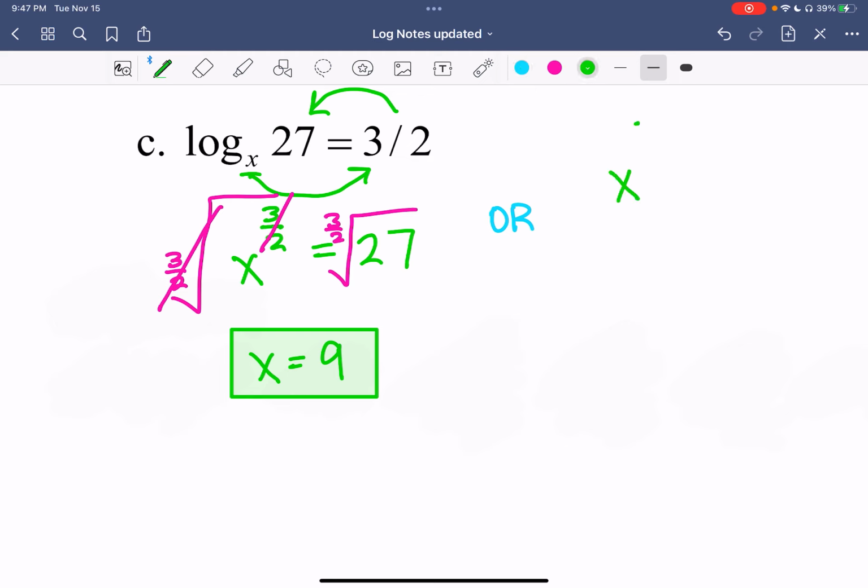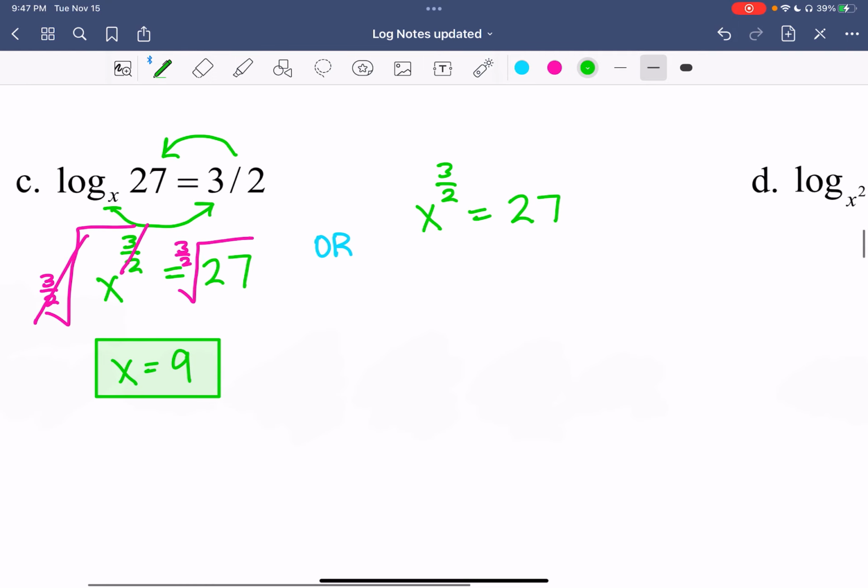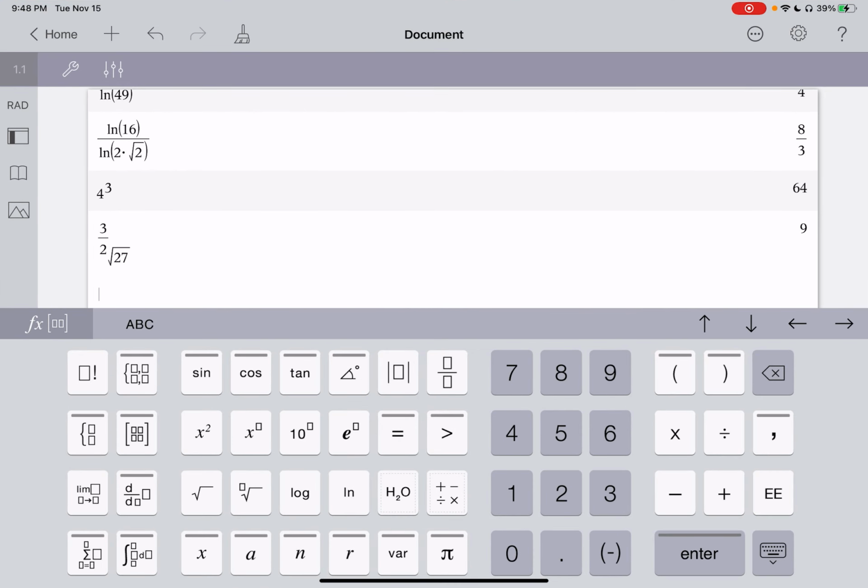So I'm going to rewrite the problem. X to the power of 3/2 is 27. What you can do instead is multiply both sides by the reciprocal of the exponent. So instead of 3/2, you're going to raise it to the power of 2/3 on both sides. So then 3/2 and 2/3 cancel out, and you're left with x. And then in the calculator, you would do 27 to the power of 2/3, and you still get 9.